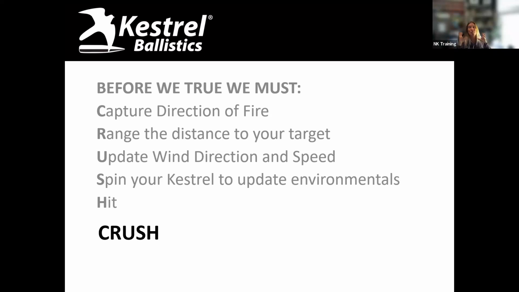I was so mad, and I kept blaming the ammo, and I'm blaming the barrel, and I blamed everything until I finally looked at my Kestrel and realized it was me. I had not updated my environmentals. So I hadn't done the S part of CRUSH. As soon as I did that, my trued muzzle velocity was 97 feet per second faster than my 18-inch barrel, and everything worked out and it was lovely. But make sure you go through these steps of CRUSH, because they are very critical as you go into truing.